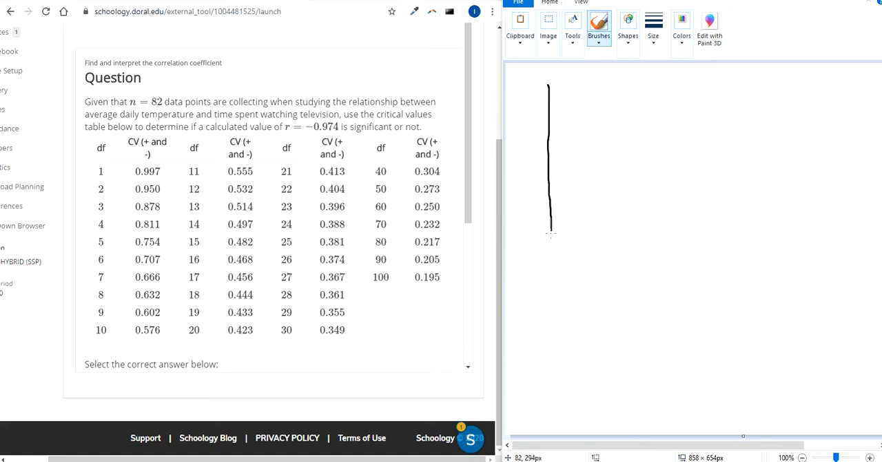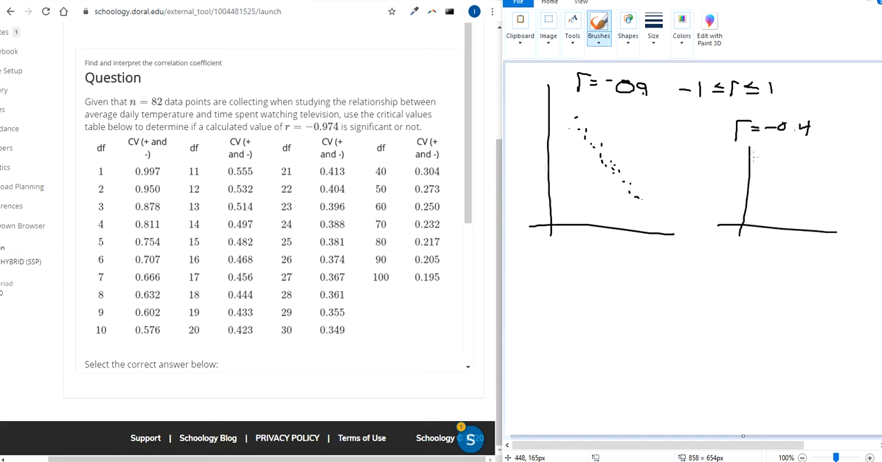Okay, the correlation coefficient R is a number between -1 and +1. So if R equals like -0.9, that means it's a strong negative correlation. The dots are close to a straight line. An R of like -0.4 would mean it's a negative correlation, which means it goes down, but there's a lot more spread. It's a weaker correlation.